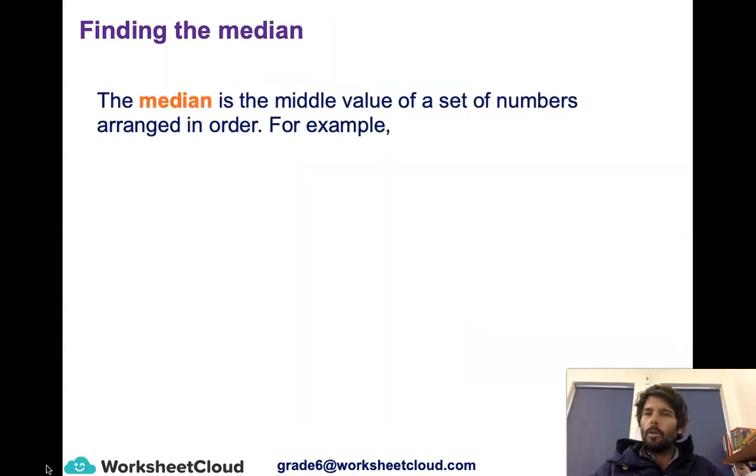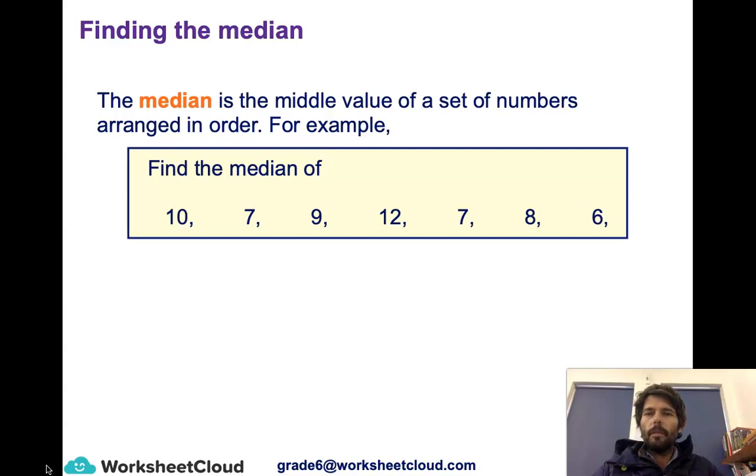The next average we're going to look at is the median, and the median is the middle value of a set of numbers which are arranged in order. The part of the sentence there which says arranged in order is crucially important. For example, if you had to find the median of this list of numbers, 10, 7, 9, 12, 7, 8, 6, the first thing you should be able to recognize is they are not in numerical order.